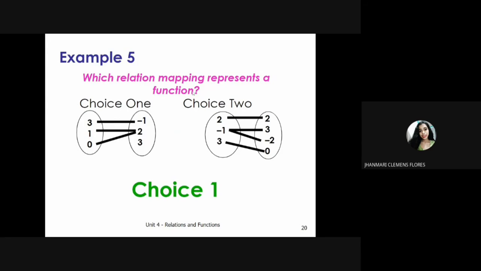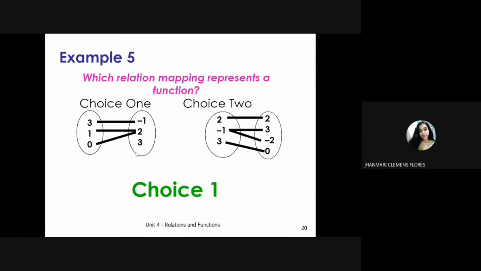So which relation mapping represents a function? Why is it choice 1? Okay, I'll explain it. So for a function, again, we shouldn't have the same x coordinates. Choice 2. Why is it not a function? I mean, look at that. -1 is paired to 3. Then -1 is again paired to -2. Right here, 3 is only paired to -1, 1 is only paired to 2, then 0 is 2.